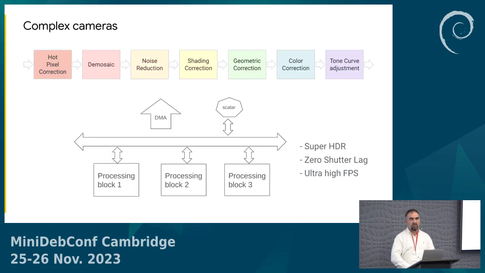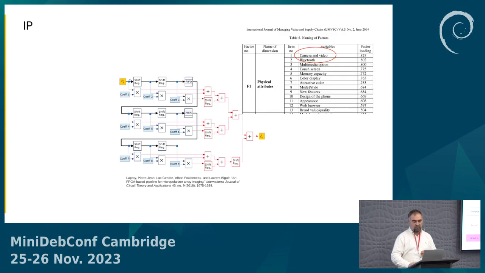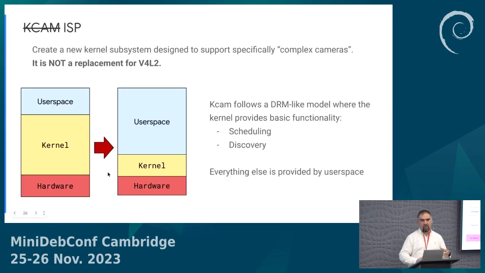Not all devices have this architecture. Some devices look like this, some devices will have 15 processing blocks. So let's keep the kernel representing the hardware and make the API at user space level. We don't want to replace Video for Linux. We just want to make an API that is good for hardware that is not well supported in Video for Linux. And we want to follow the DRM model, where the complexity is in user space, not in kernel space.